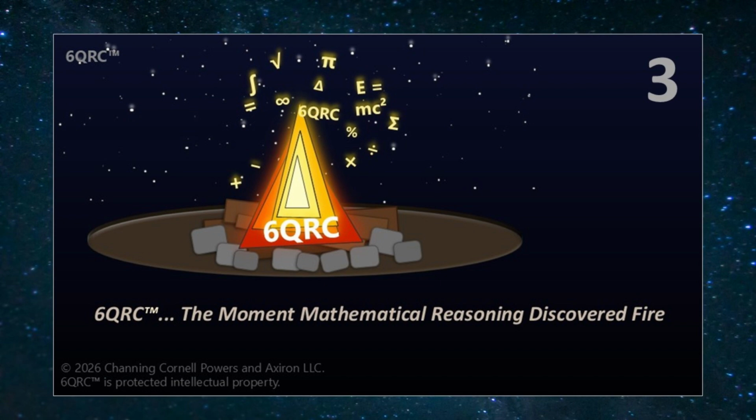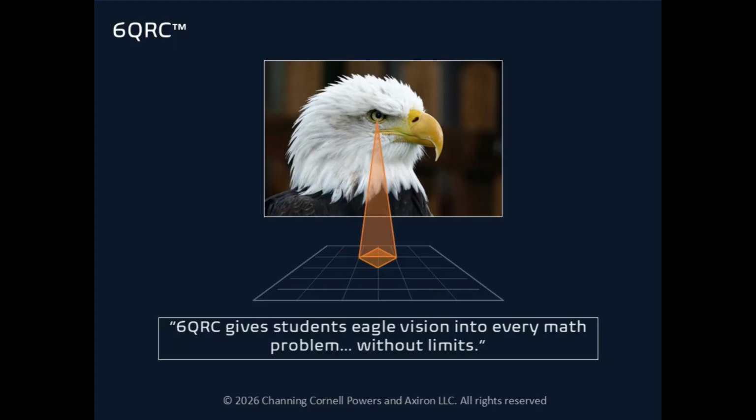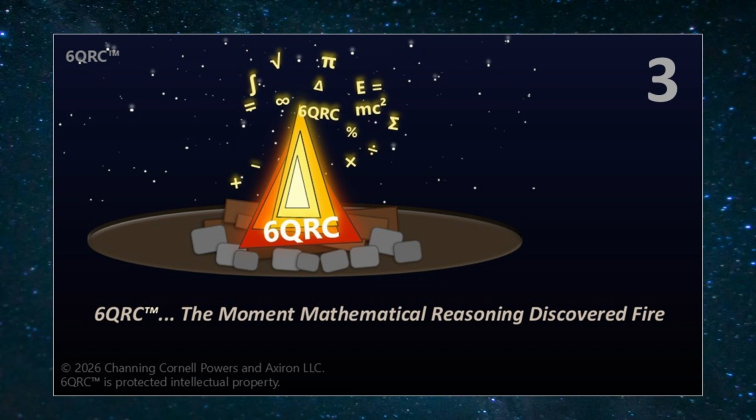Before a student touches a single calculation, 6QRC gives them something that's never existed as a designed object in math instruction. It gives them a structured output generated before solving begins. We call it the bird's eye view before dropping into the trees. It lets them identify exactly what they are entering.